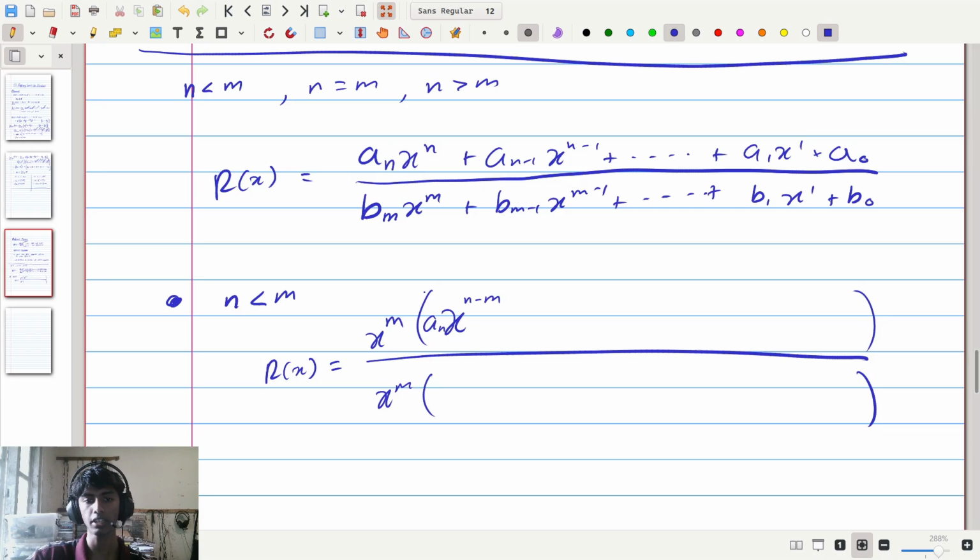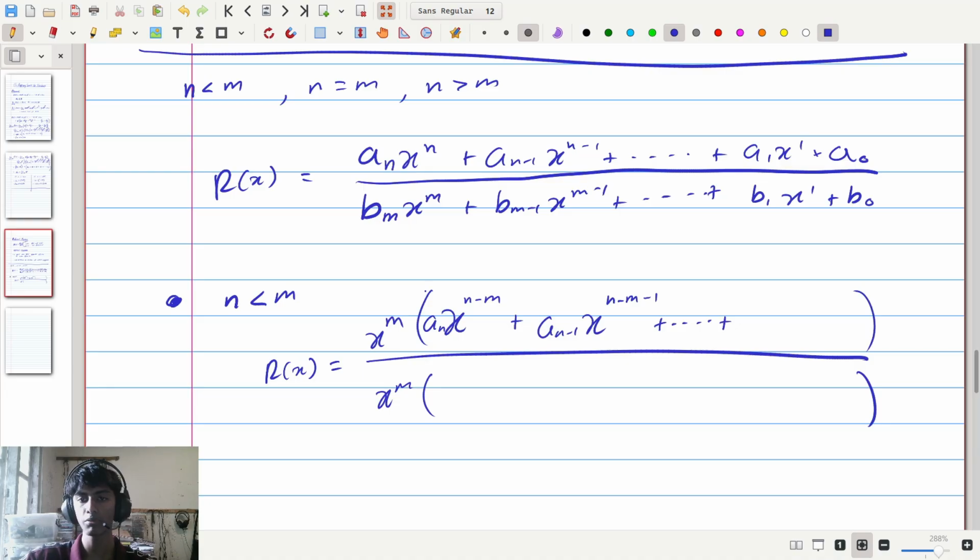So I'll actually write a sub n x to the power of n minus m. The next term here is going to be a sub n minus 1 times x to the power of, here when we divide by x to the power of m, we're going to have x to the power of n minus 1 minus m. So we're going to have x to the power of n minus m minus 1 plus dot dot dot all the way down.